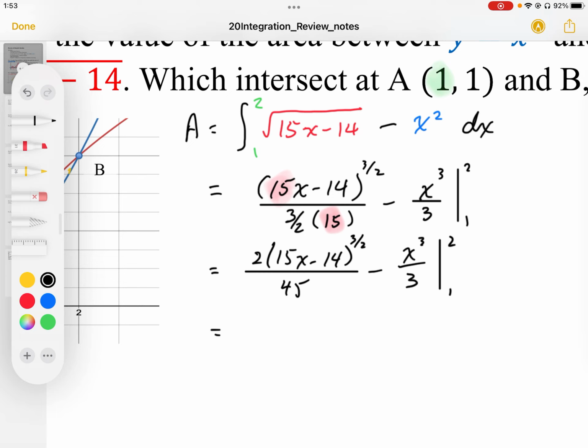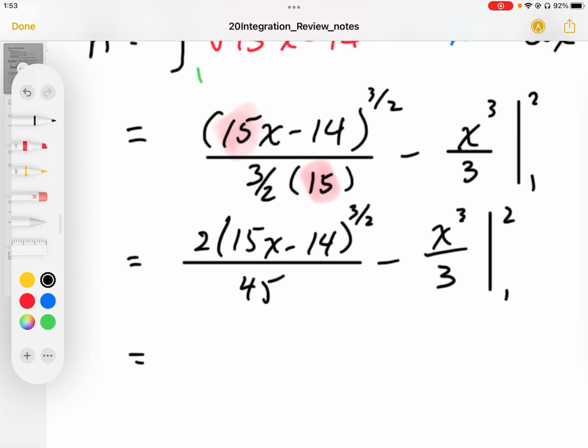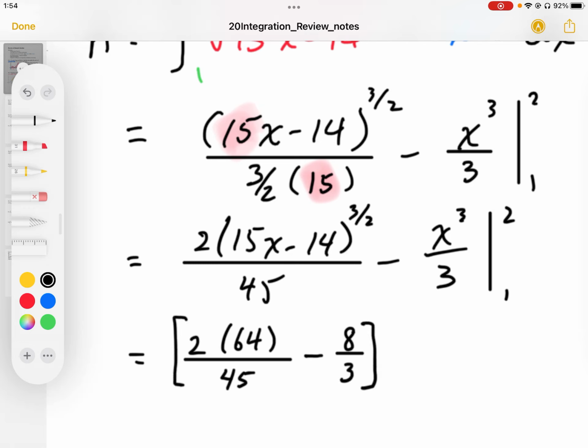So when I plug in 2, I end up with 15 times 2 is 30, minus 14 is 16. The 2 in the denominator means a square root, so I'm going to take the square root of 16 and then cube it. So I'm going to end up with 2 times 64 over 45, minus, I'm going to plug in the 2 into there, I'm going to get minus 8 over 3. So that is the first part, minus the lower bound.